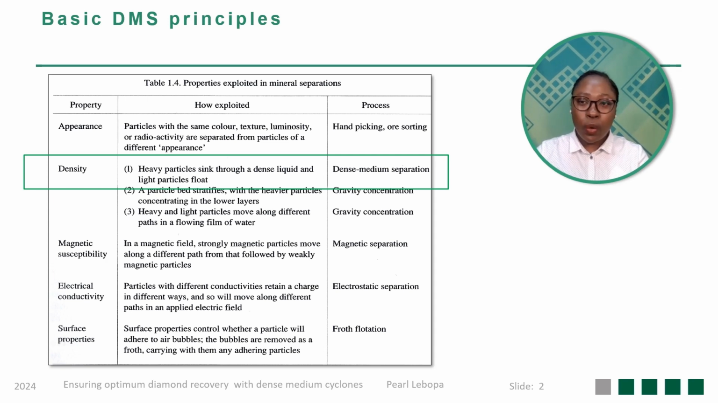When you have an ore body, there are some properties that one wants to exploit within that ore body. The first one being appearance, either density, magnetic susceptibility, electrical conductivity, surface properties, and the dense medium cyclone fits into the category where you have a density difference, and when you want to remove the wanted material from the unwanted material.